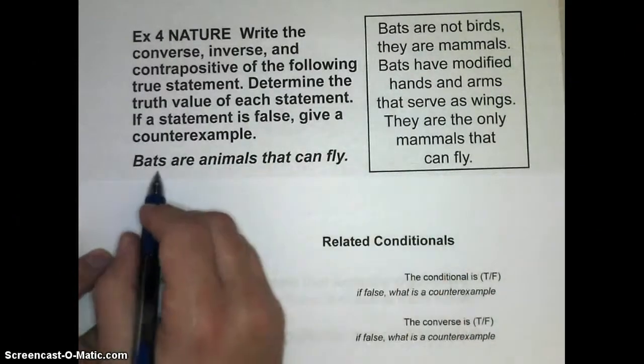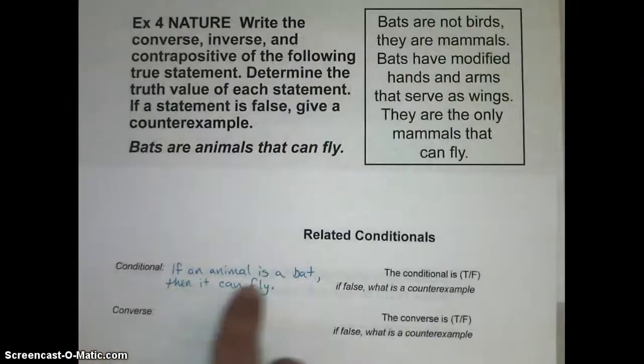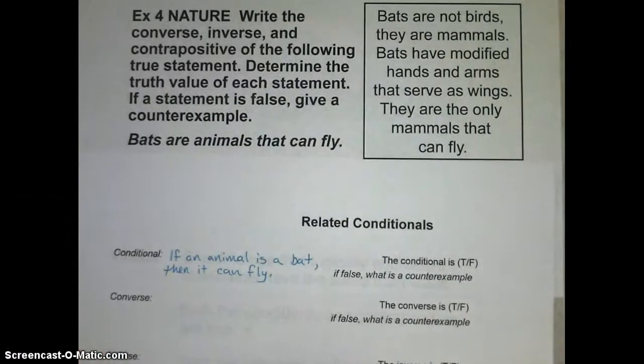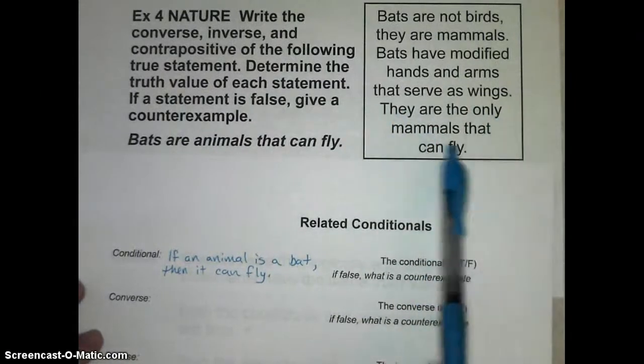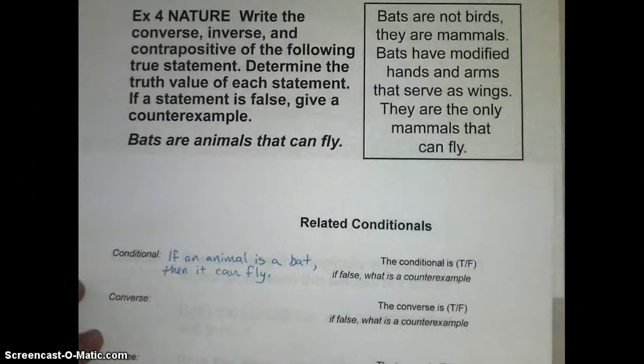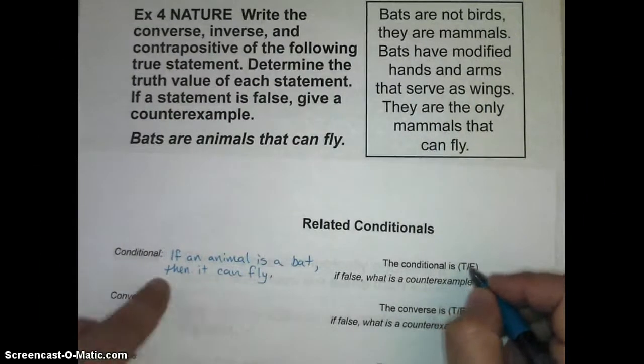So our conditional might look something like this. If an animal is a bat, then it can fly. And that comes from our scientific statements here that they are mammals, and mammals are the kind of animal that can fly. So the truth value of our conditional is true. If we have a bat, we know it can fly.